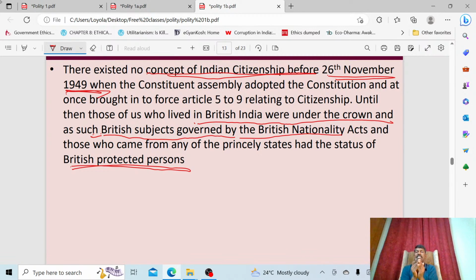Indian people were considered in two ways. Some people became part of British India under the Crown and the various principles of the British Nationality Act. Some other people who resided in princely states came under the status of British protected persons. This point has not been asked by UPSC in any examination, but there may be a possibility that a question may arise in a coming UPSC examination. Okay.